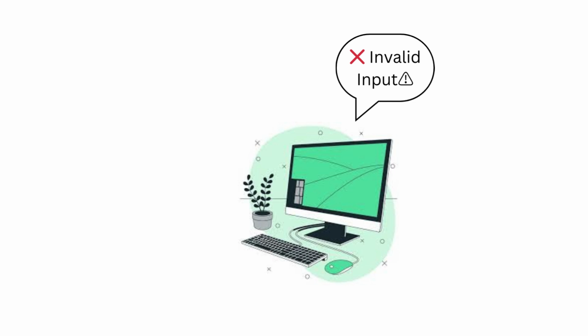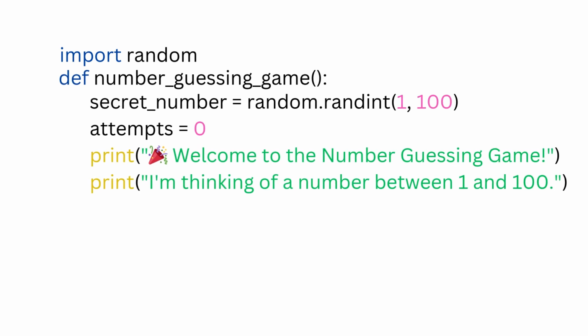Let's write some code. We will start by importing the random module, because we want the computer to choose a random number. Now, let's create a function called numberGuessingGame. This will hold all our game logic. We're using random.randint(1, 100) to generate a random number. We also set an attempt counter to 0 because no guesses have been made yet.